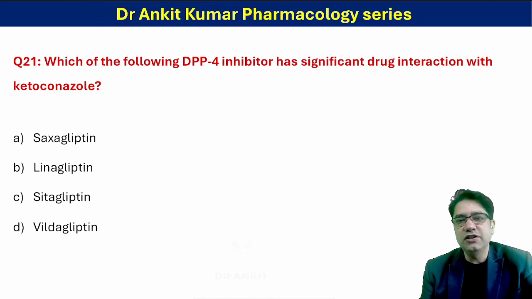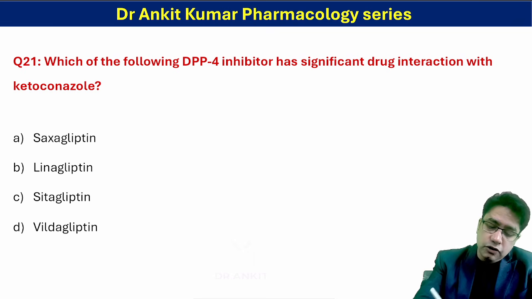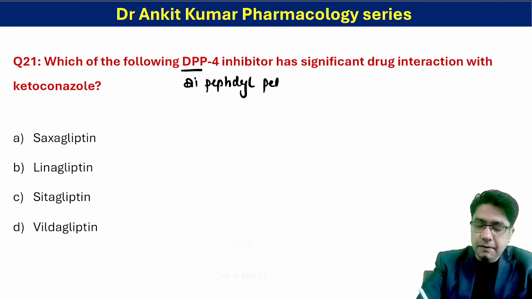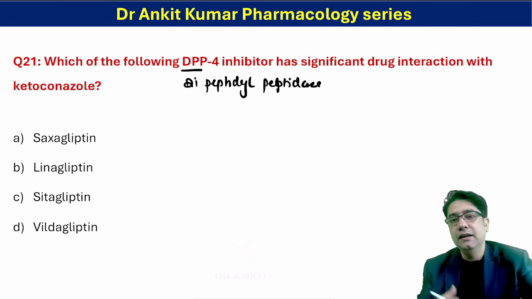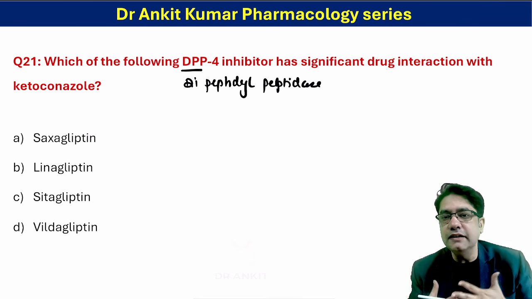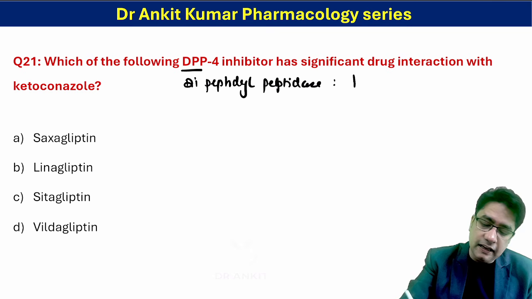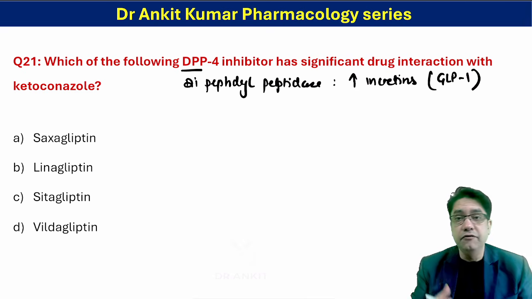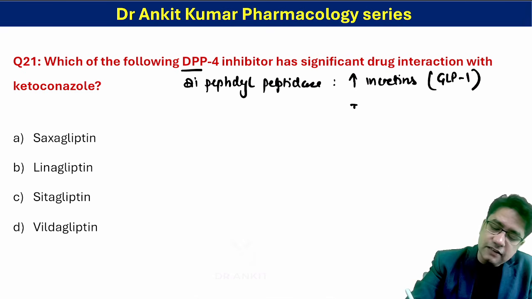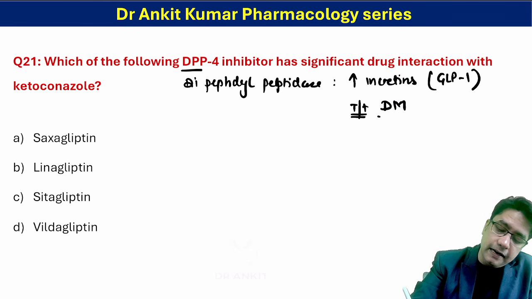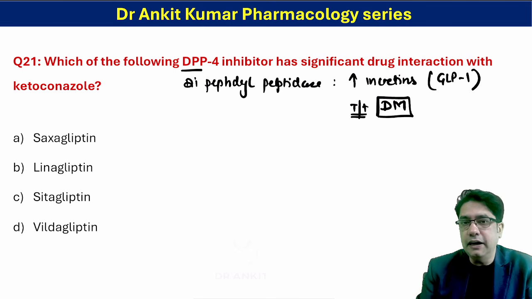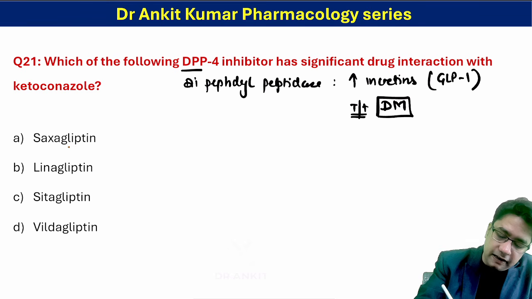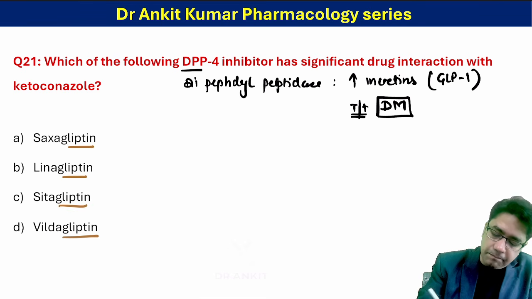So the last question is, which of the following DPP-4 inhibitor has significant drug interaction with ketoconazole? So DPP stands for dipeptidyl peptidase inhibitor. And these drugs, remember, they inhibit the degradation of incretins inside the body. They increase incretin level by inhibiting DPP enzyme. Incretins like glucagon like peptide 1, which promotes insulin secretion. That is why these drugs are given in the treatment of diabetes mellitus. Any drug which is a DPP-4 inhibitor will end with the word gliptin.